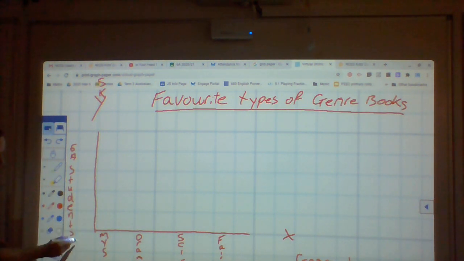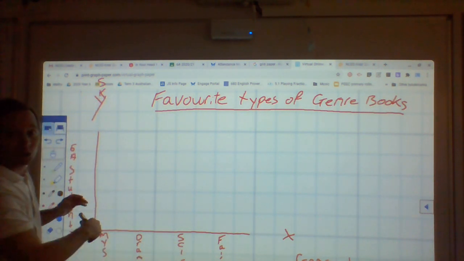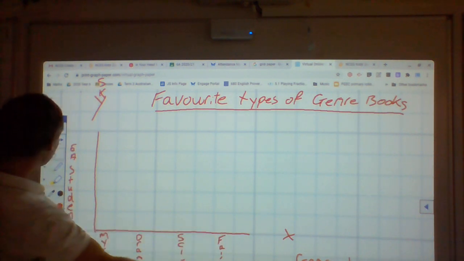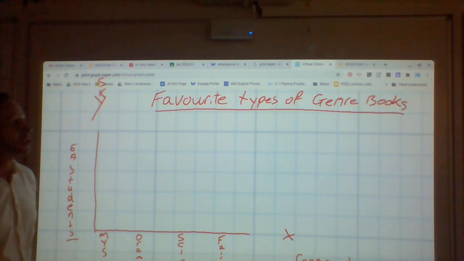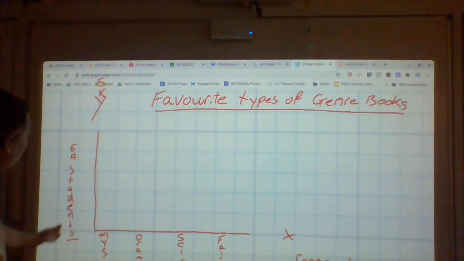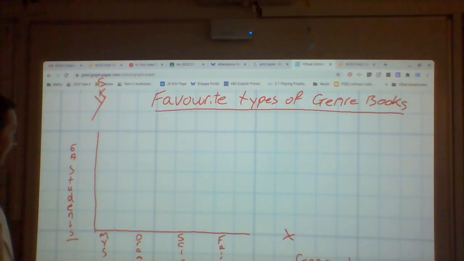So I have my title and my two subheadings, sometimes known as labels or categories. Genre types, 6A students, favourite types of genre. So there are my three labels in a sense, and I need those three. I've got my Y-axis, I've got my X-axis, and then I'm going to get some results.